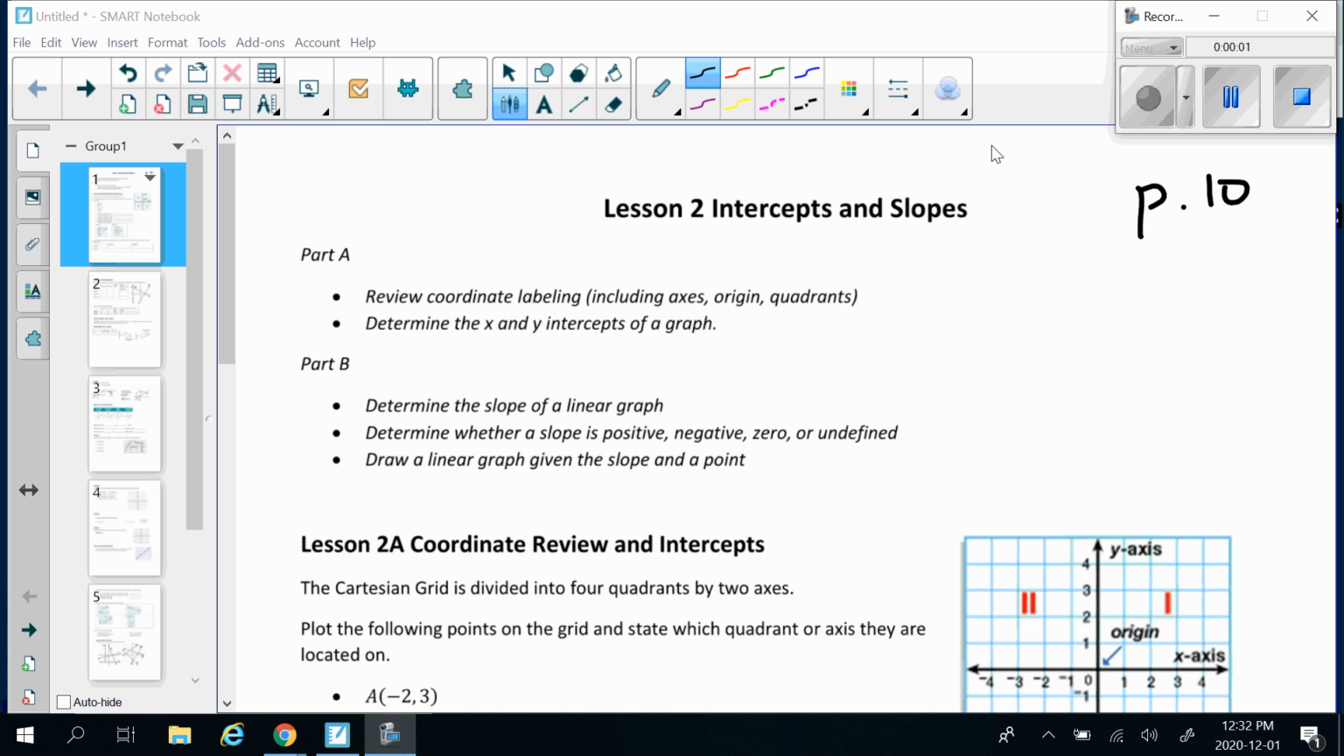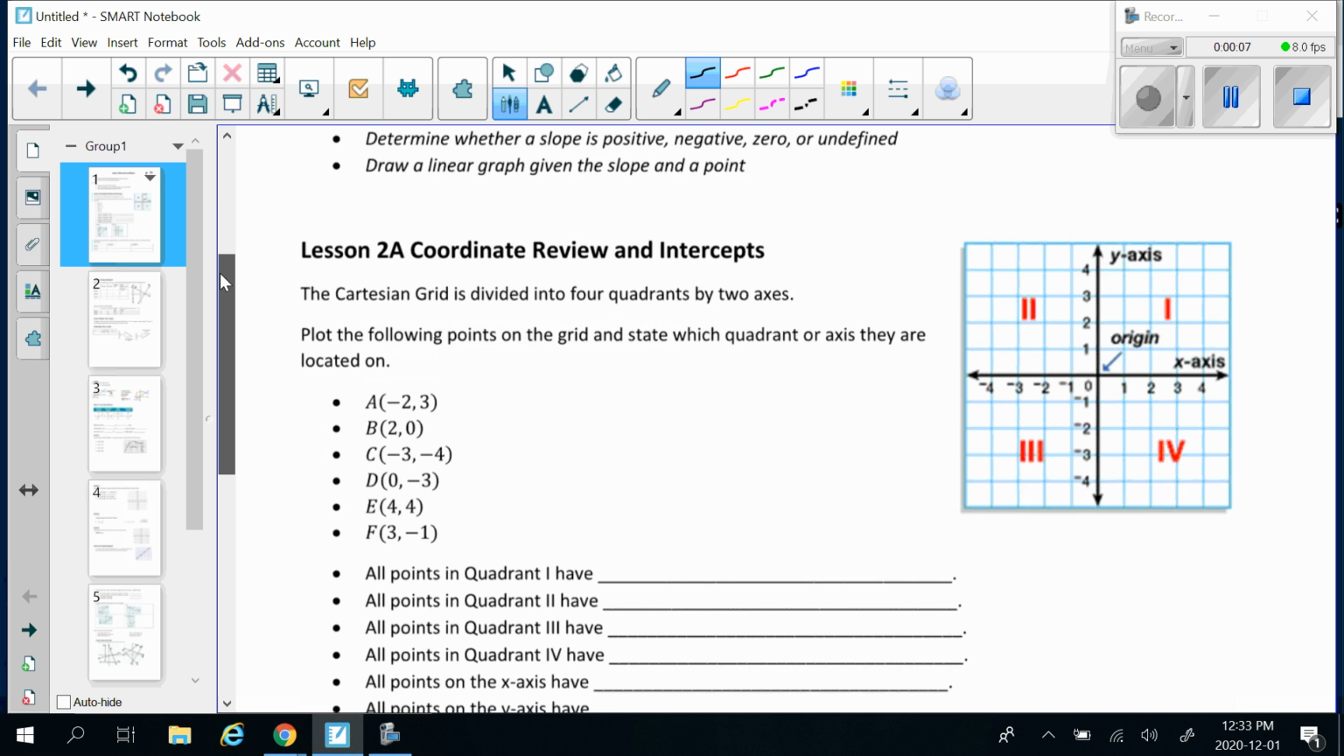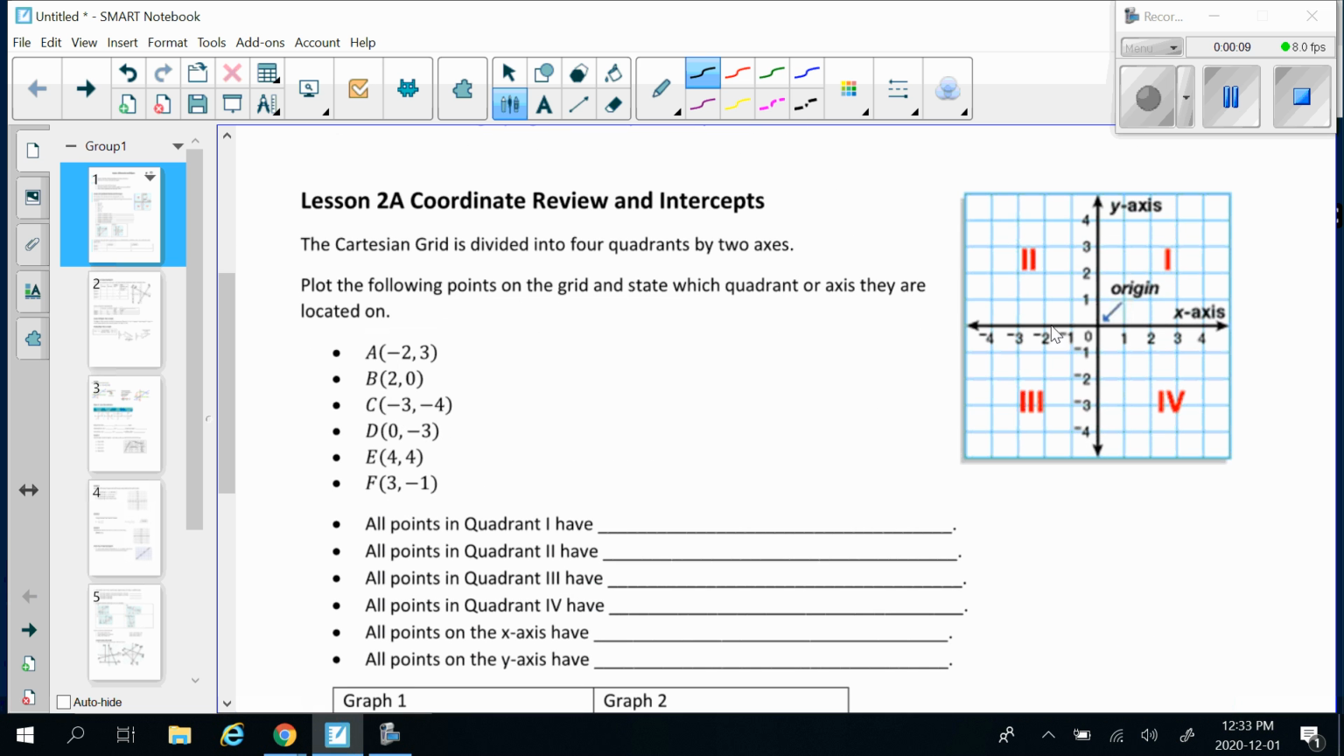So today's lesson is on page 10, lesson 2, intercepts and slopes. We're going to start with a little bit of a review of the coordinate plane. This is our coordinate plane. It has an x-axis, a y-axis, and 4 quadrants, but you may not know the names of them. Quadrant 1, 2, 3, and 4. They make the shape of a little bit of a C, in case you're wondering what order they get numbered in.